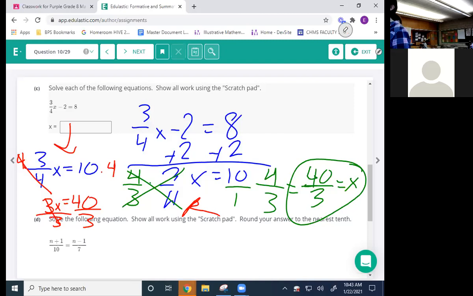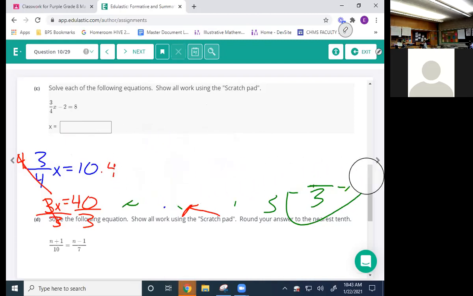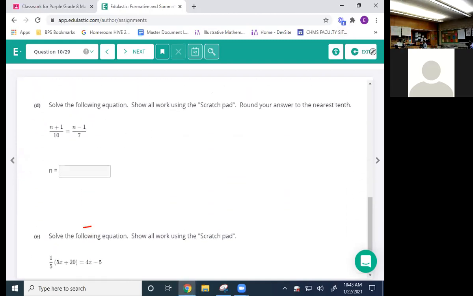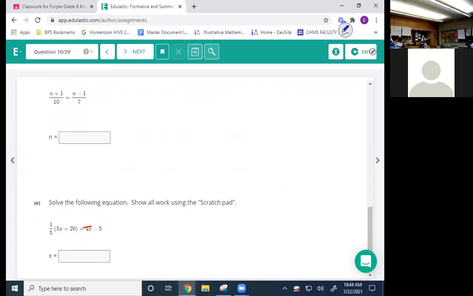Good. Last, this one down here. This one's not too bad. I like this one. It's a fun method that we can use to solve this. We can cross multiply: multiply numerator by opposite denominator, numerator by opposite denominator. 7 times (n plus 1) is equal to 10 times (n minus 1).